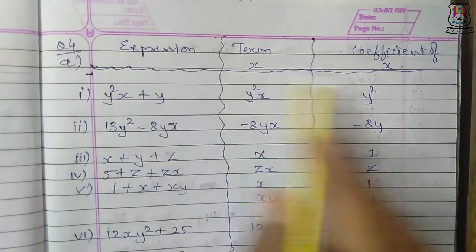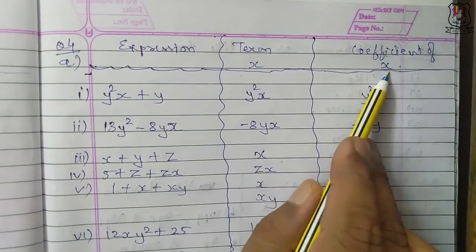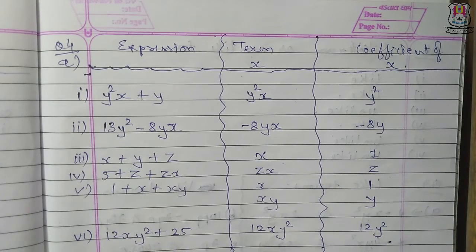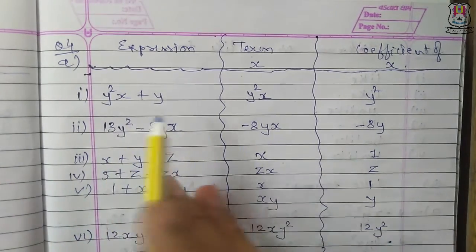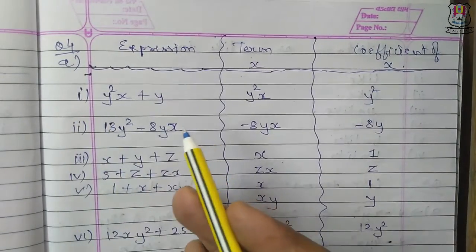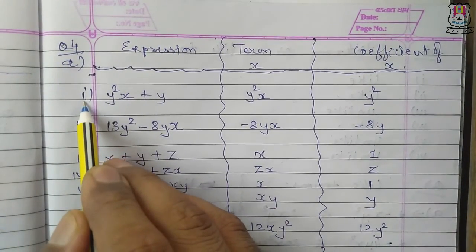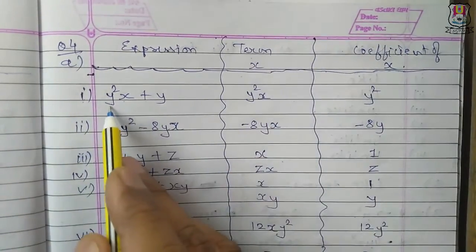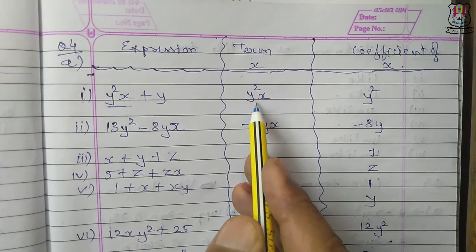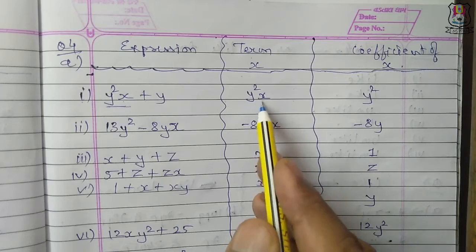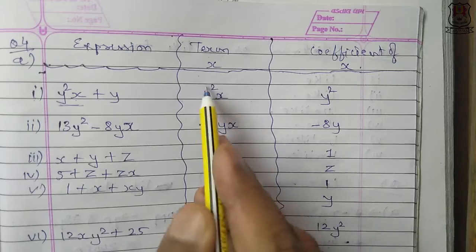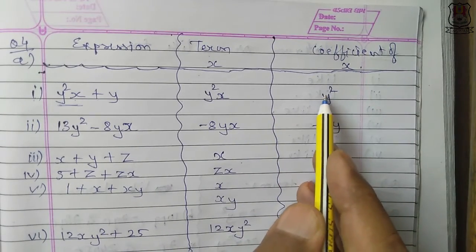So make a table like this: expression, term x and coefficient of x. I am going to explain part 1, and part 2 you are going to do by yourself, because it says you have to find for the term y. This is for x, so I am going to explain one, then the other one you can do by yourself. Number 1, y square x plus y. Which term is having x? This is the first term that is having x, so we will consider it as y square x. And what is the coefficient of x? Whatever the value written before the x, that is the coefficient of x. So y square is the coefficient of x.